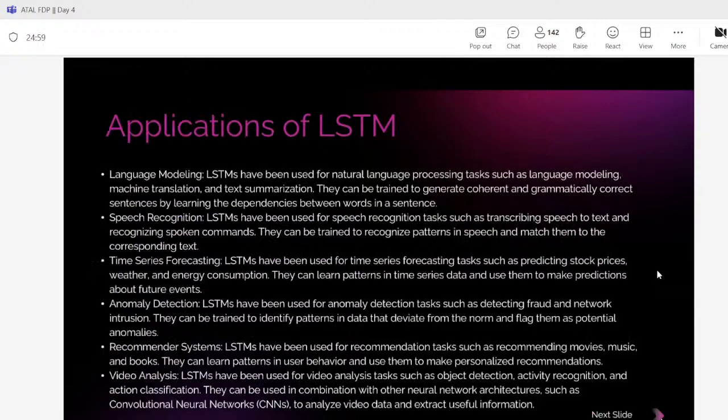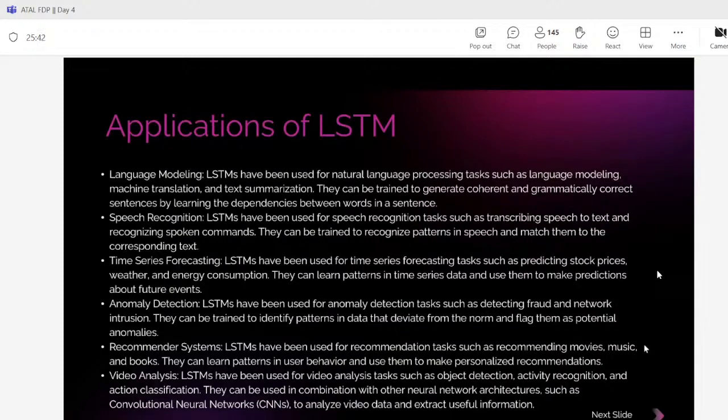And some of the applications of LSTM: it has been used for NLP tasks such as language modeling, machine translation, and text summarization. They can also be trained to generate coherent and grammatically correct sentences by learning the dependency between the words in a sentence. It is responsible for grammatical corrections also. And while coming to speech recognition, they have been used for tasks such as transcribing speech to text and recognizing spoken commands. They can be trained to recognize patterns in speech and match them to the corresponding text.